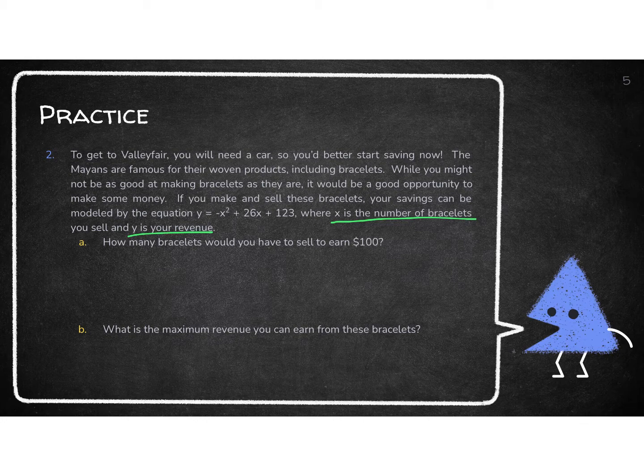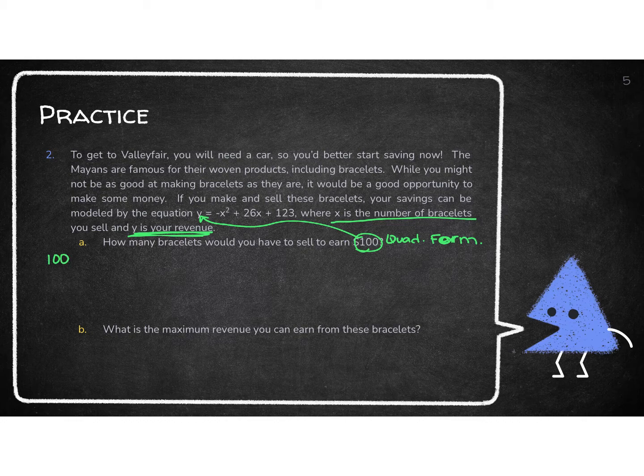So the first question is asking how many bracelets would you have to sell to earn $100? Again, it does not say anything about maximum or minimum, so this is going to be quadratic formula. But I am given some additional information. I want to earn $100, so that's going to be my revenue. I actually know that y is my revenue, so I'm going to plug it into this equation for the y value.